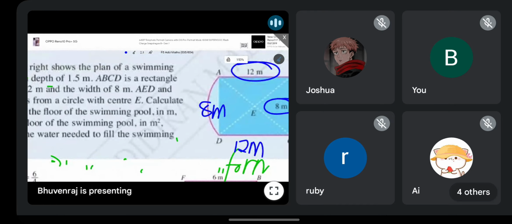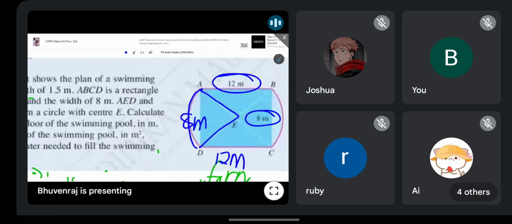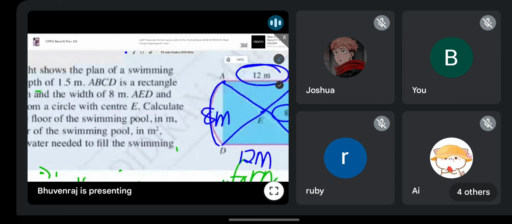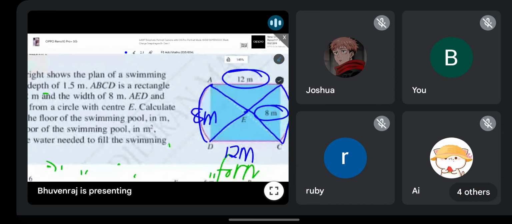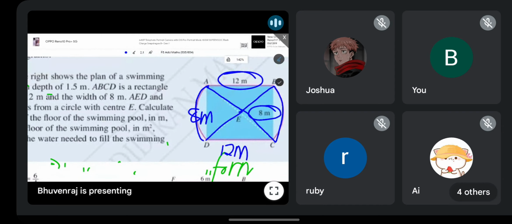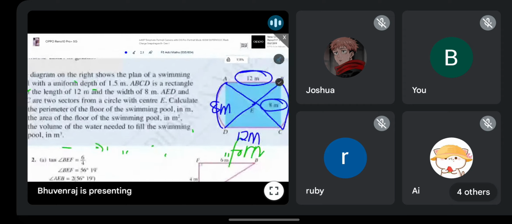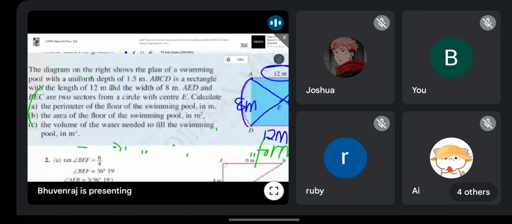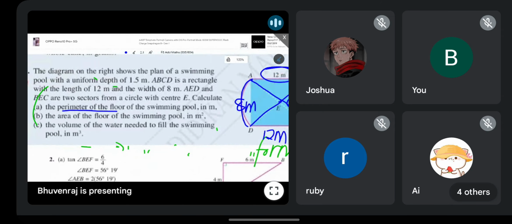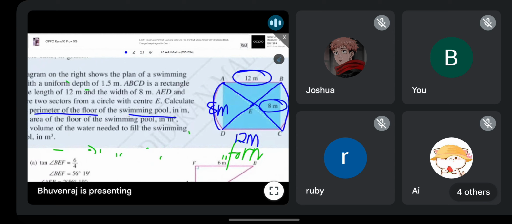Yang ni adalah salah satu sektor. Yang ni dan juga yang ni. Okay, so all of these is the sectors. Okay, so basically kamu ada dua sektor, dua segitiga. Two sectors, two triangles to form the swimming pool. Okay, so they ask you to count the perimeter of the floor of the swimming pool. Cari perimeter. So guys, how do I get the perimeter of the floor?